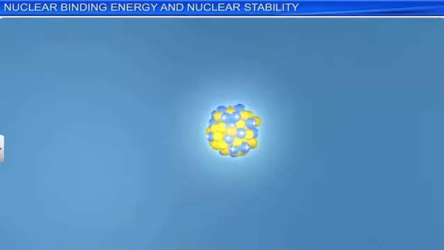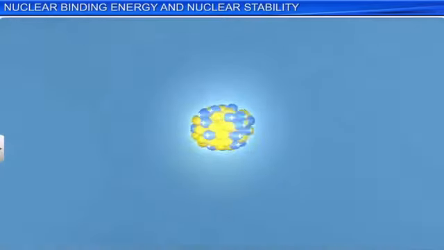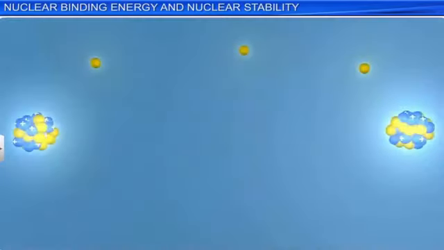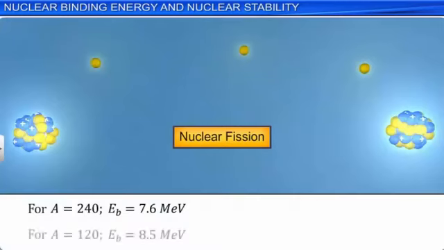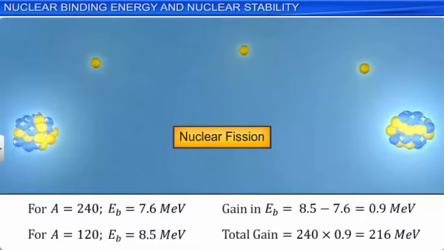Thus, if a nucleus A equal to 240 breaks into two A equal to 120 nuclei, in a process called nuclear fission, the nuclei get more tightly bound and hence become more stable in the process. This shows that a large amount of energy would be released in this process. This is the reason for the high energy release in nuclear fission.